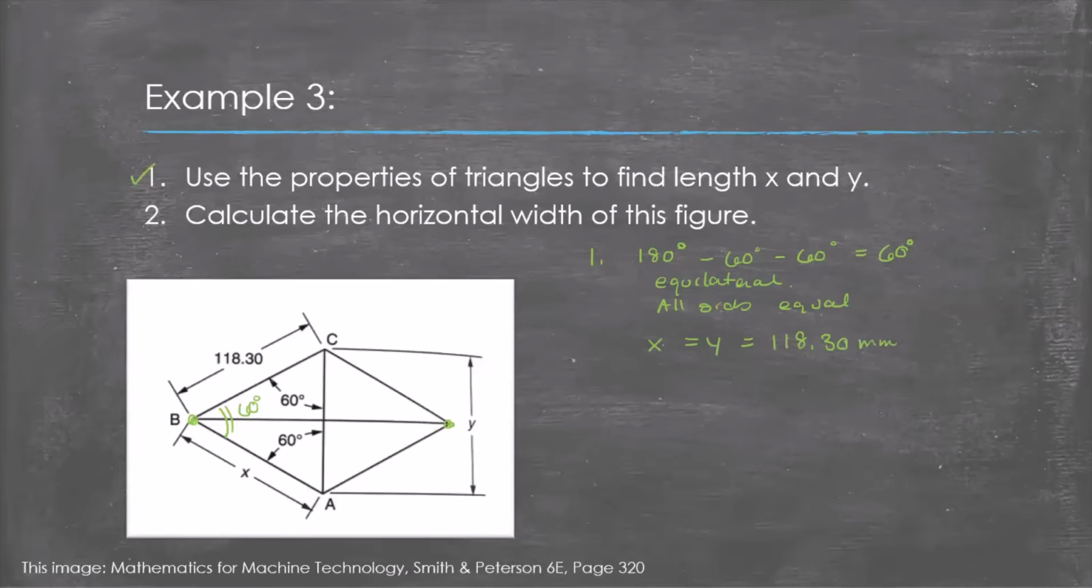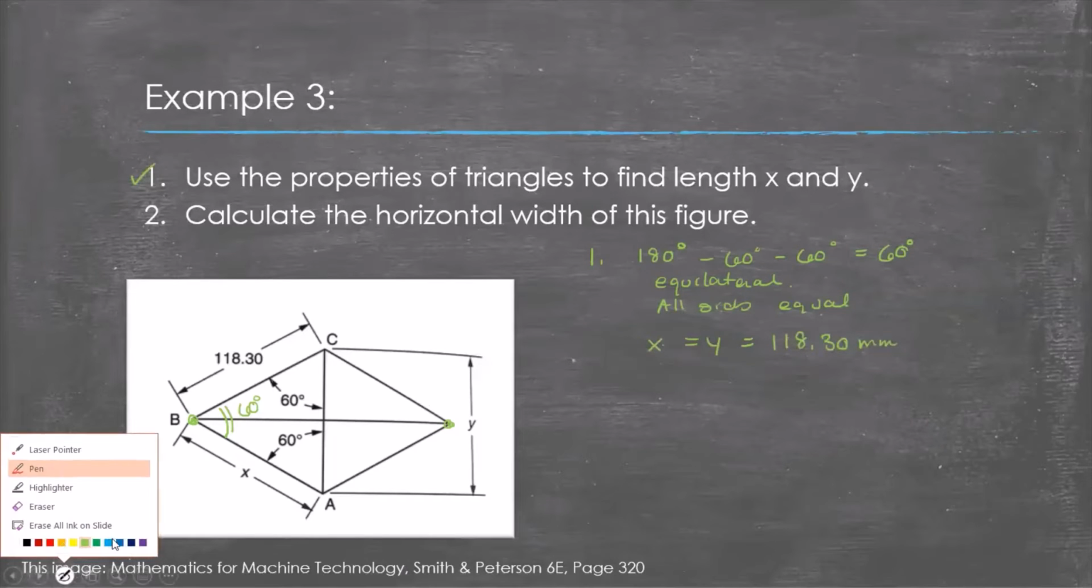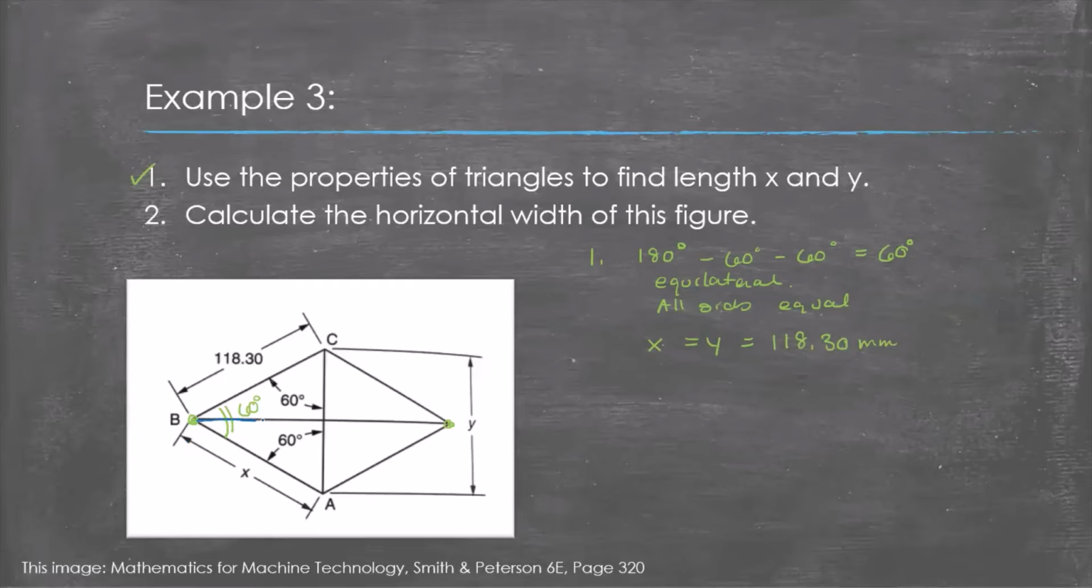Now question 2, the horizontal width. So just to highlight it for you again, I want to find what's this width all the way across the middle. Okay? So how do we calculate that? The first thing we do is we look for a right triangle, and because of the way these intersect through the center, we get a right angle right here in the middle. So I can look at this triangle this way. And using that, I know this is 118.3.